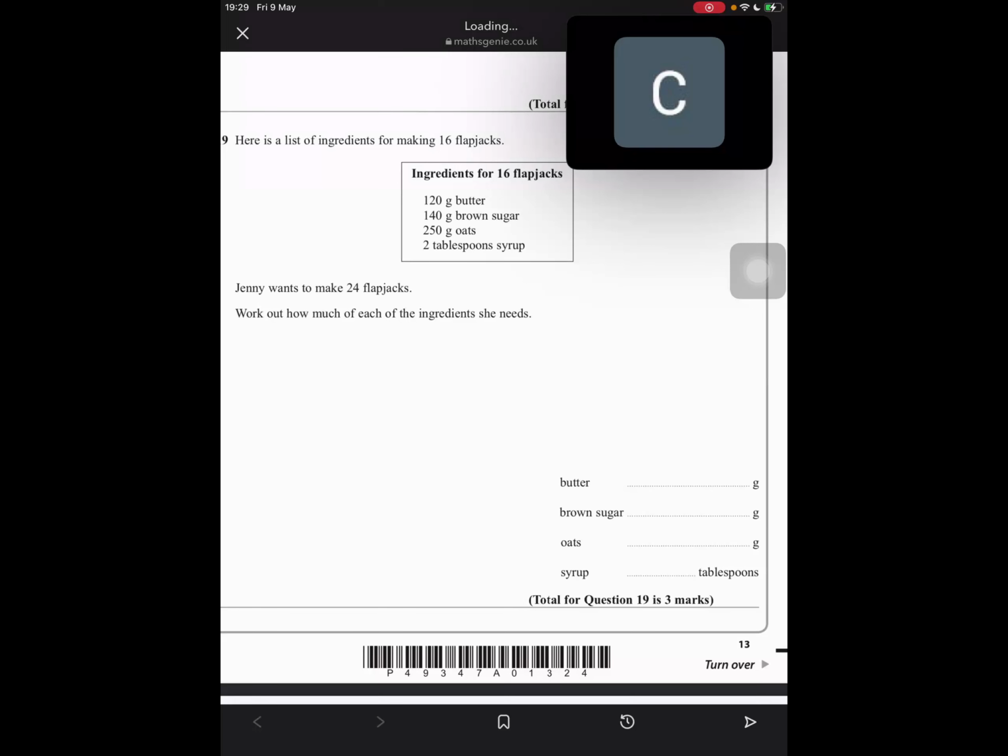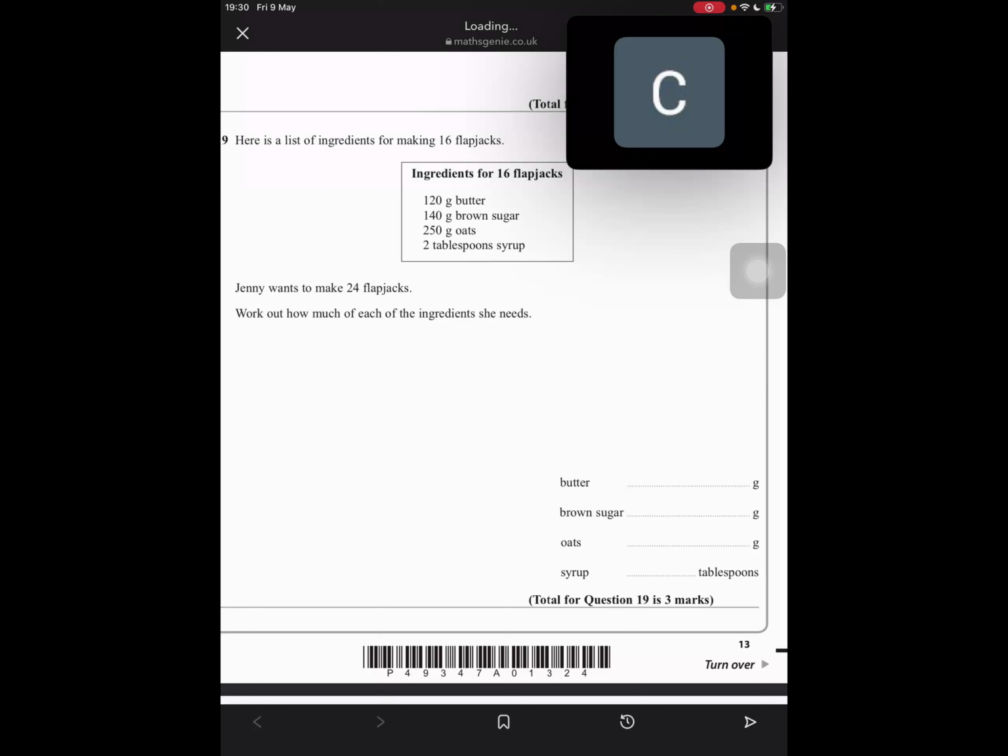Now the thing is this, right? If you are thinking what I'm thinking, someone may be thinking of finding out, so what would, Jenny, if we wanted to make one flapjack, not 16, but one, how many would we need? But we're not going to take it that way.